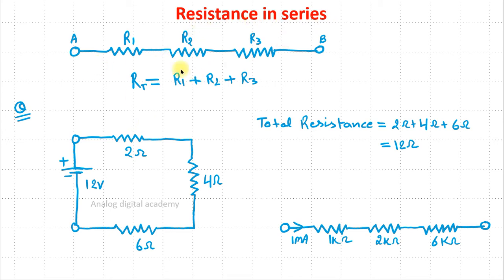Today I am going to discuss resistance in series. So these are the three resistances R1, R2 and R3. These are connected in series. You can see here this resistance and this resistance and this resistance are connected with each other back to back.